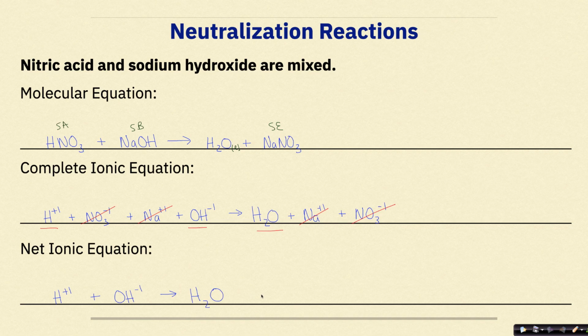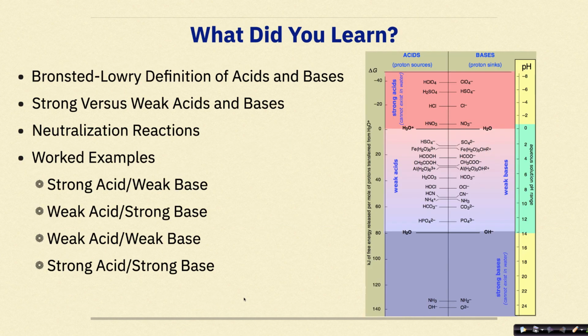And that is my final example of showing a neutralization reaction, and this time between a strong acid and a strong base. So what did you learn? We went through the Bronsted-Lowry definition of acids and bases. We looked at strong versus weak acids and bases, talked about neutralization reactions in general, and then worked through examples of neutralization reactions, one between a strong acid, a weak acid, strong base, weak acid, weak base, and finally, strong acid, strong base.